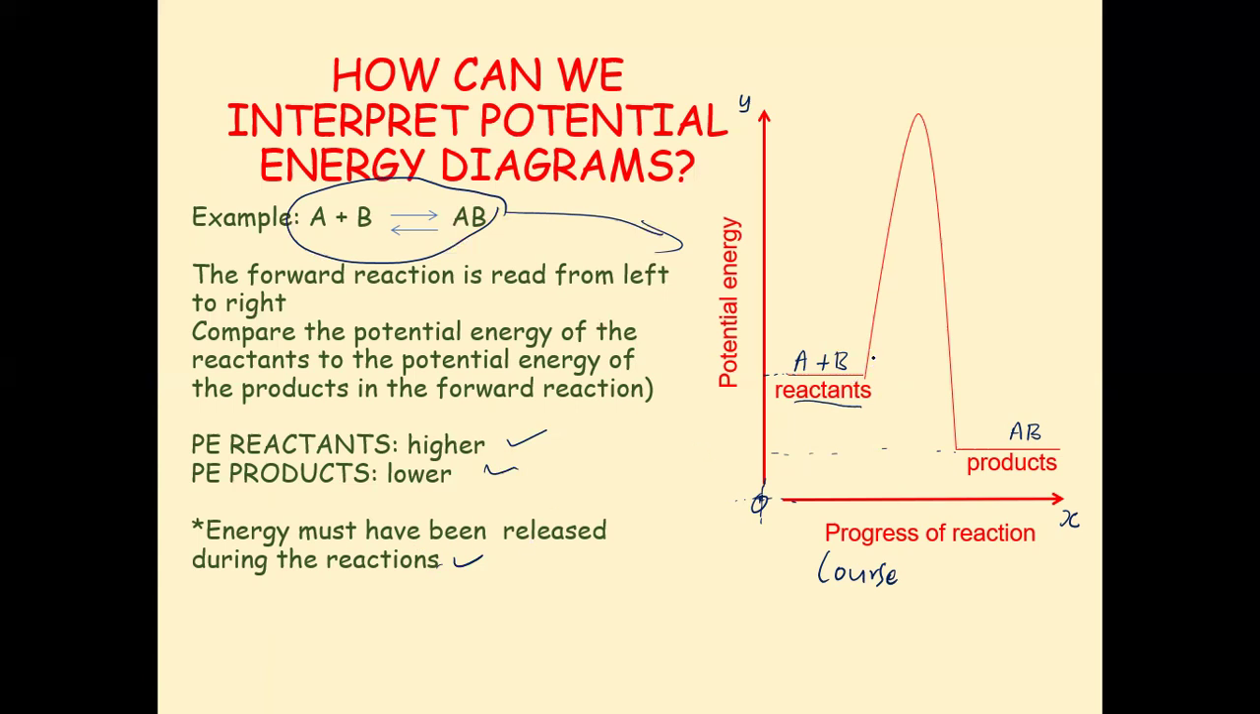So listen, when the potential energy of the reactants is higher than the potential energy of the products, just know that we are talking about the exothermic reaction. How do we see it's an exothermic reaction? Because energy must have been released during the chemical reaction. Okay.